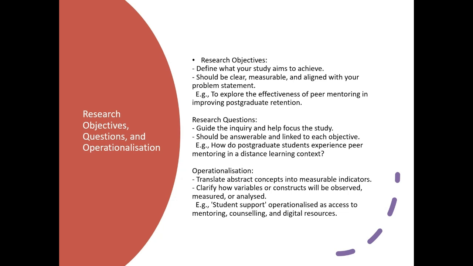And then operationalizing: to translate the abstract concepts into measurable indicators. We call that operationalization. In that, we clarify how the variables or constructs will be observed, measured, and analyzed. So for instance, I can say student support is operationalized as access to mentoring, counseling, and digital resources, as an example. So I hope that you get a sense of establishing your research problem and how it holds hands with your purpose, objective, research question, and if you need to, the operationalization. But I'll also give you another example in a minute or so.